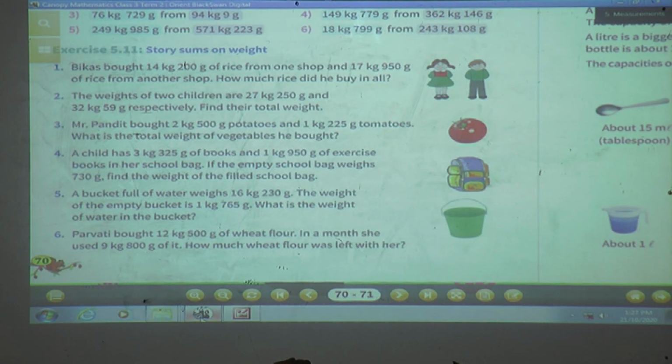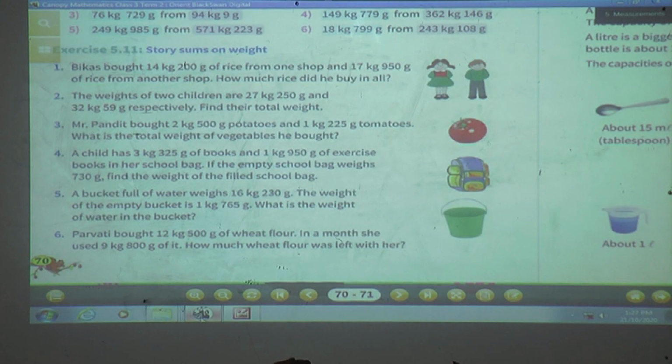A bucket full of water weighs 16 kg 30 gram. With water, the weight of the bucket is 16 kg 30 gram. And the weight of the empty bucket is 1 kilogram 765 gram. And the question is, what is the weight of the water in the bucket? What we have to do? Here we have to find out the weight of the water only.